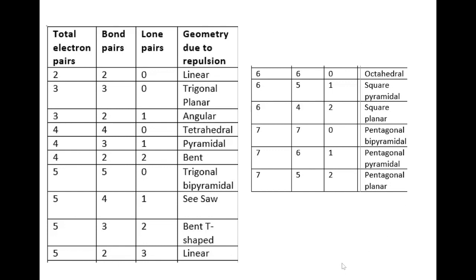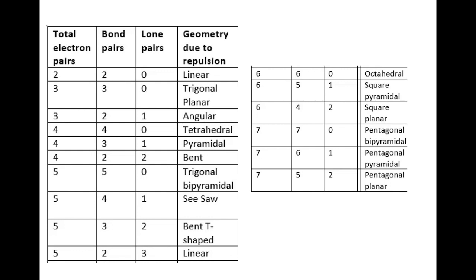Similarly, suppose the total pairs of electrons is 6, then with 6 bond pairs and 0 lone pairs, that will be octahedral geometry. If the 6 pairs of electrons divide into 5 bond pairs and 1 lone pair, that will be square pyramidal. If it is 4 bond pairs and 2 lone pairs, that is square planar.